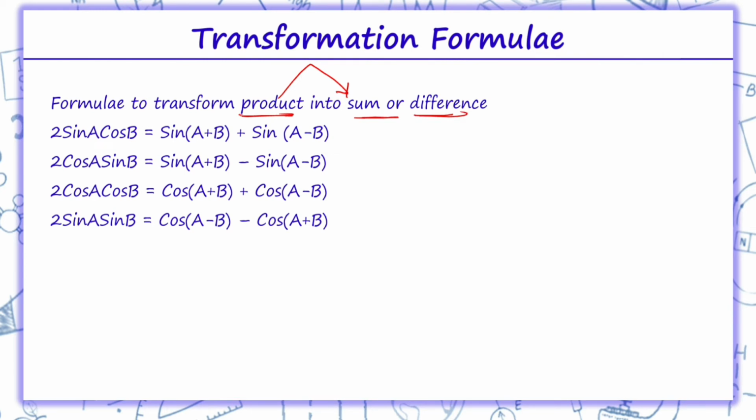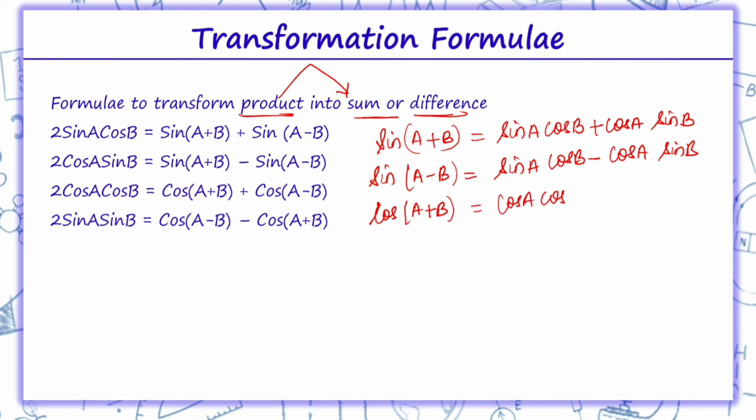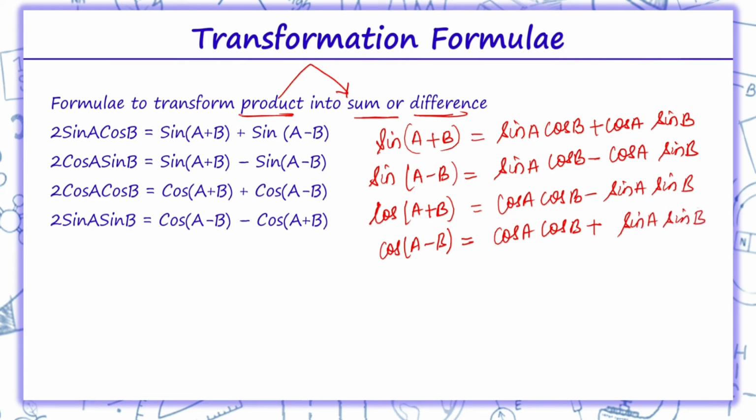Now as we have already studied in our previous video, that is in part 4, sin(A plus B) can be written as sin A cos B plus cos A sin B. Then sin(A minus B) will be written as sin A cos B minus cos A sin B. Then cos(A plus B) is written as cos A cos B minus sin A sin B, and cos(A minus B) is written as cos A cos B plus sin A sin B. So let's suppose these are equations 1, 2, 3 and 4.